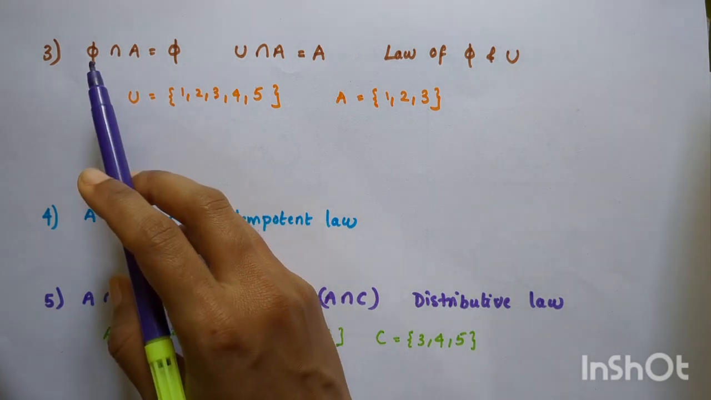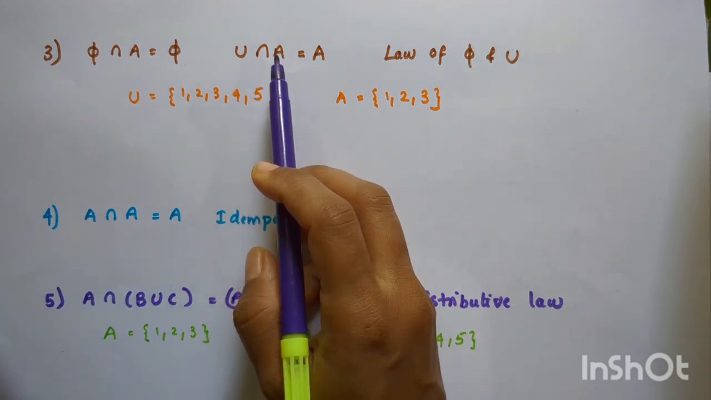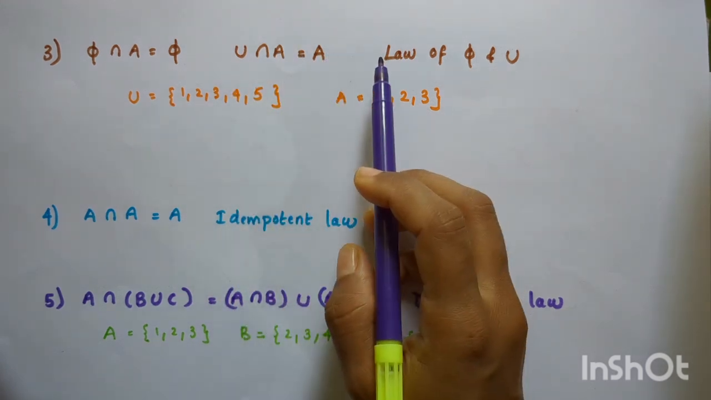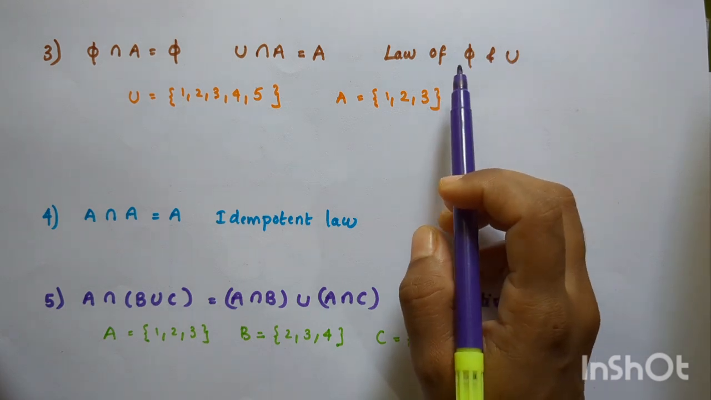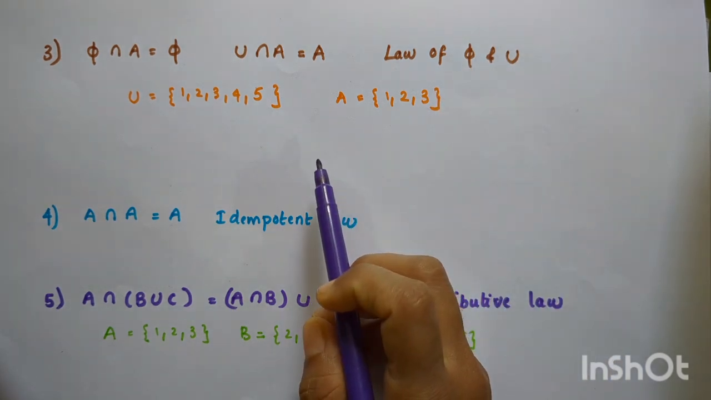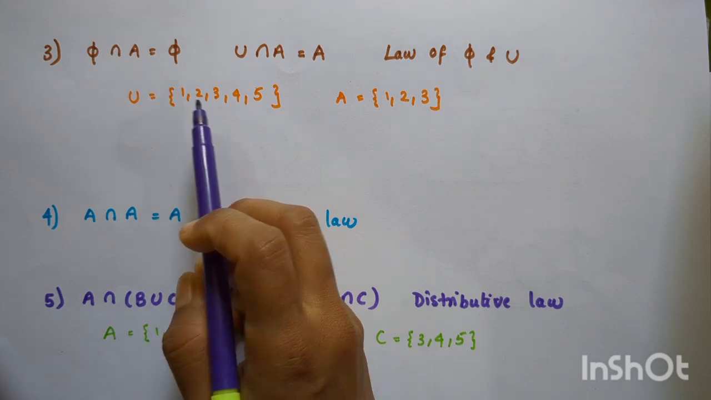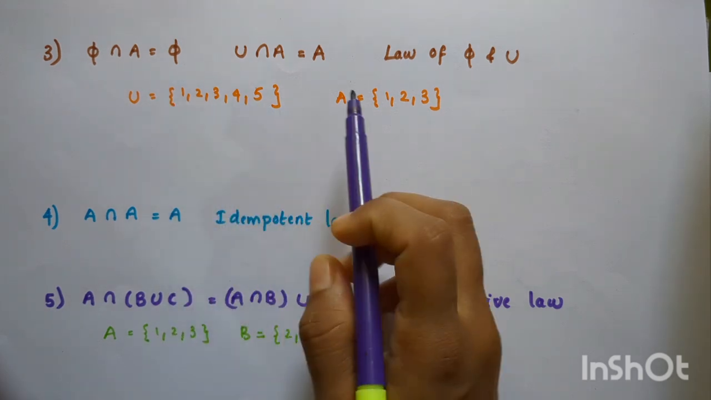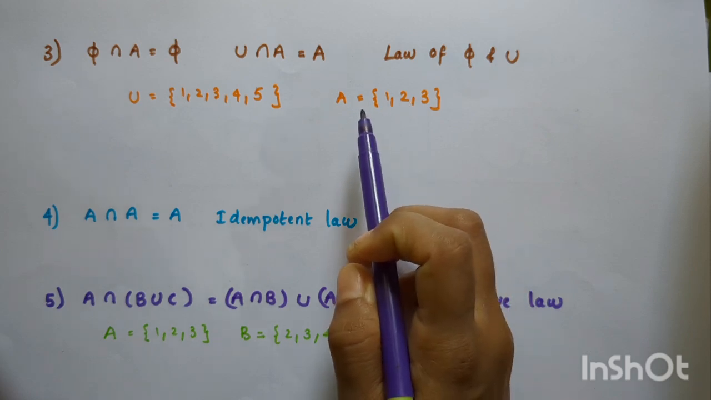Phi is the null set. Phi intersection A is equal to phi and U intersection A is equal to A, and this is actually called the law of phi and U, that is, the law of null set and universal set. For example, let us consider the base set or the universal set as the set of these elements 1, 2, 3, 4, 5, and set A is 1, 2, 3. Actually it has elements 1, 2, 3 in it.